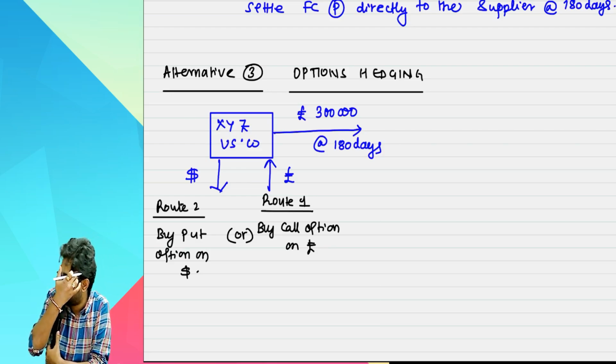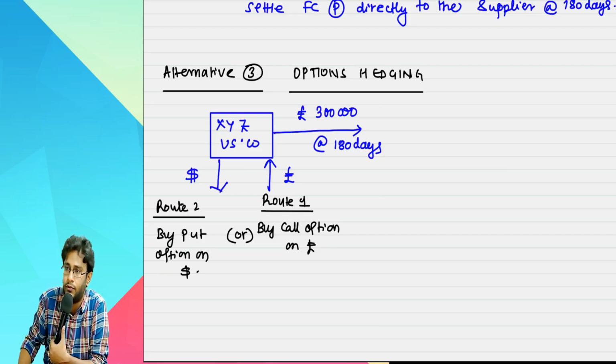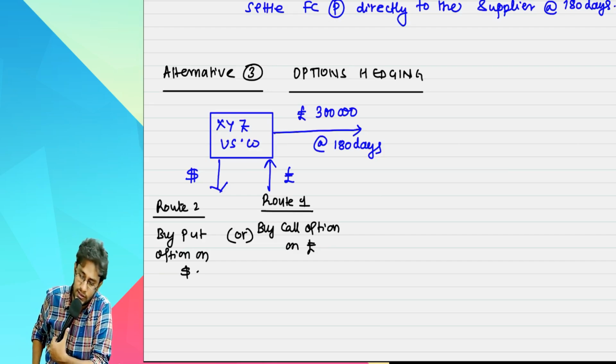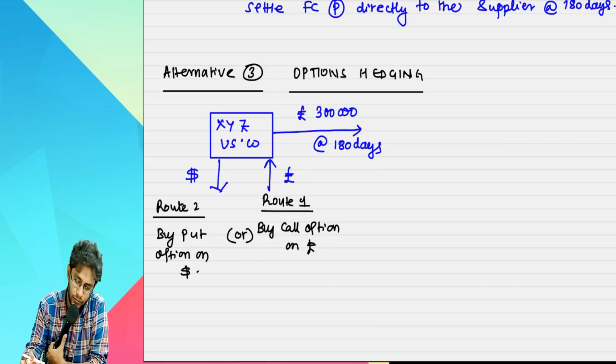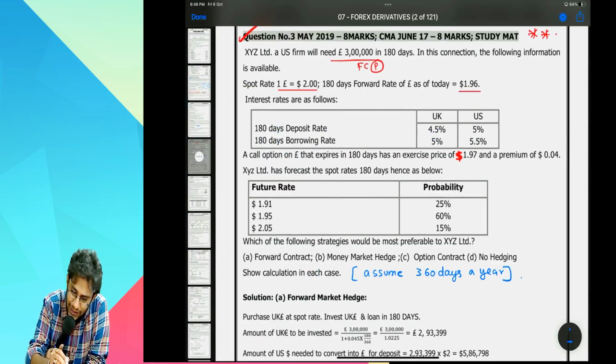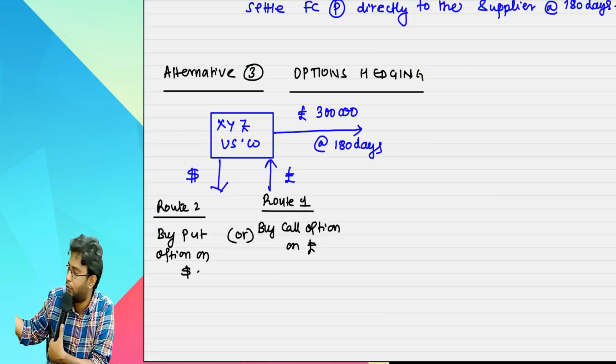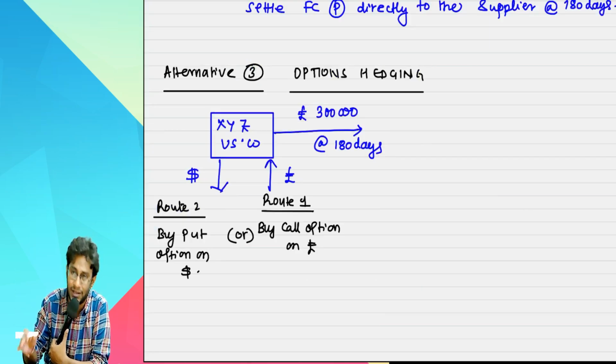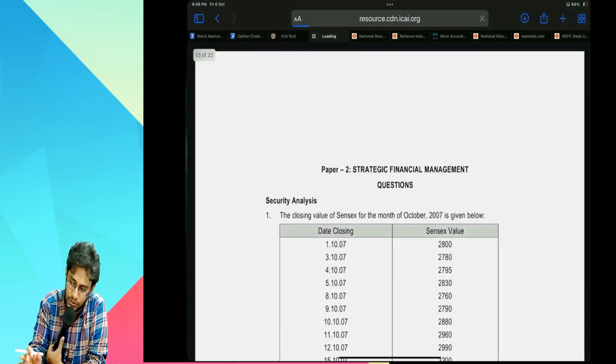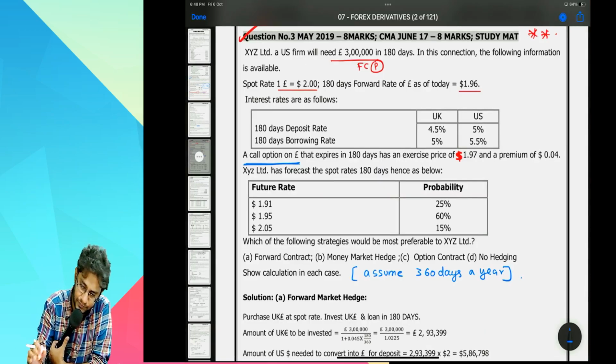Go and read the question, sir. Which option did they give you? Who is the underlying asset? Accordingly select either route 1 or route 2. Route 1, because very clearly he is saying that call option on pound data he has given. If the question had given me data of put on dollar, I would have done that also, but in this sum they have given only call option on pound, so only that.